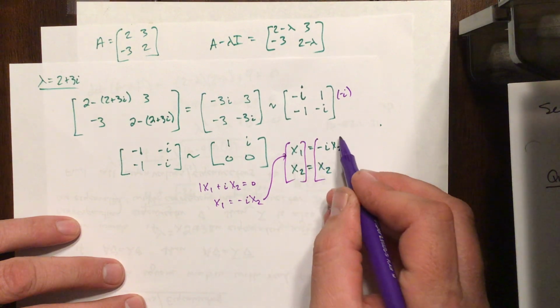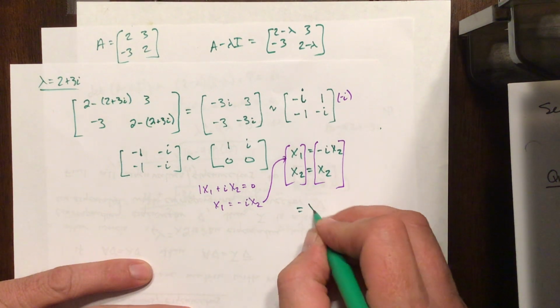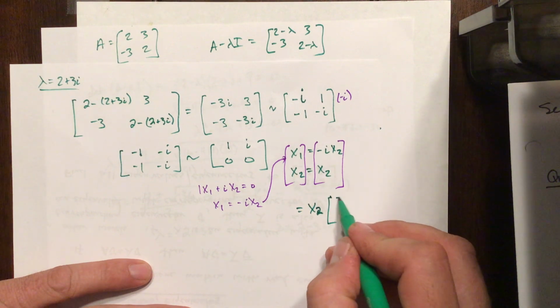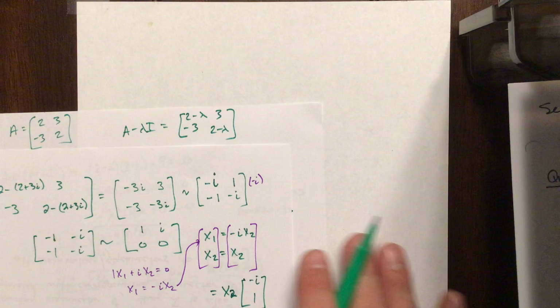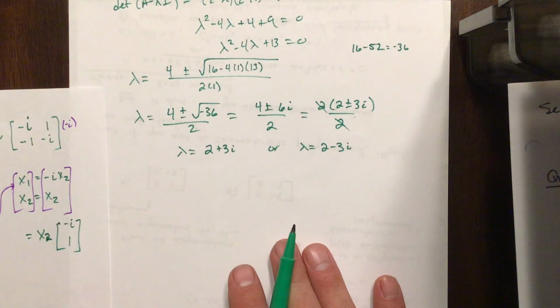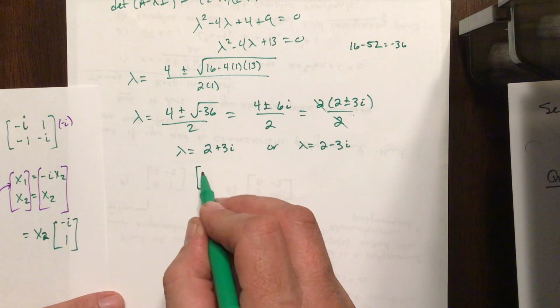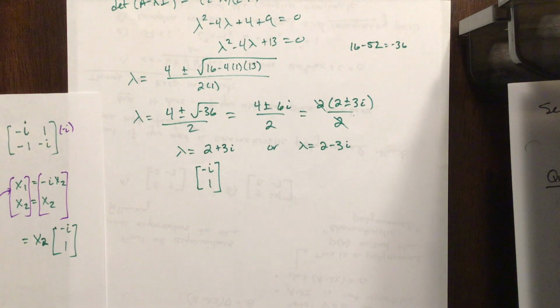So these are the vectors that when multiplied by A minus lambda I output 0. And that's x2 times negative i, 1. And this is your eigenvector. So for the eigenvalue 2 plus 3i, the corresponding eigenvectors are all vectors that are scalar multiples of negative i, 1.